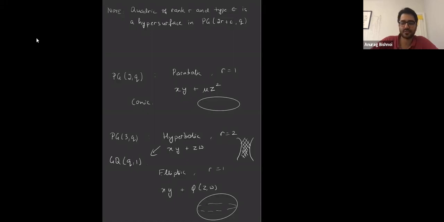Okay, and you can go on in higher dimensions. And it's a good idea to basically remember that when the projective dimension is odd, then there are these two possibilities. When it's even, there's just one possibility. That's the main thing to remember.